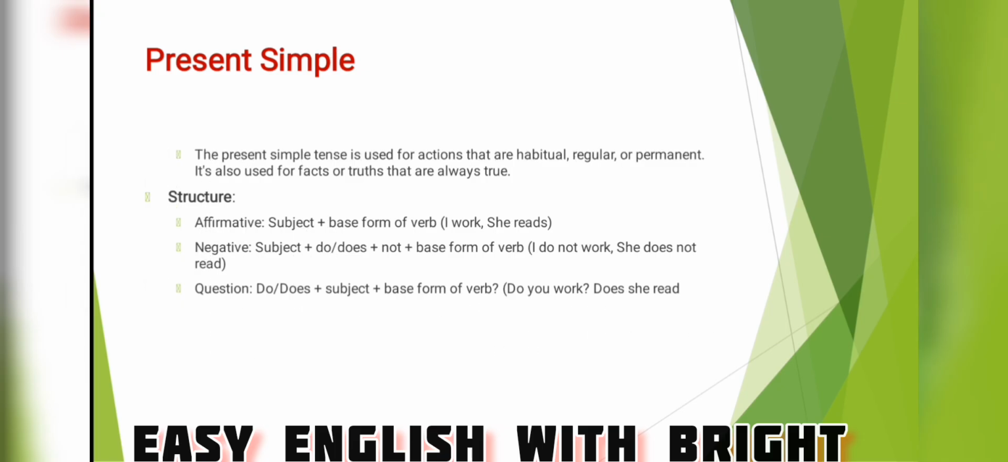Present simple. The present simple tense is used for actions that are habitual, regular, or permanent. It is also used for facts or truths that are always true. Structure: affirmative, subject plus base form of verb. Example: I work. She reads.